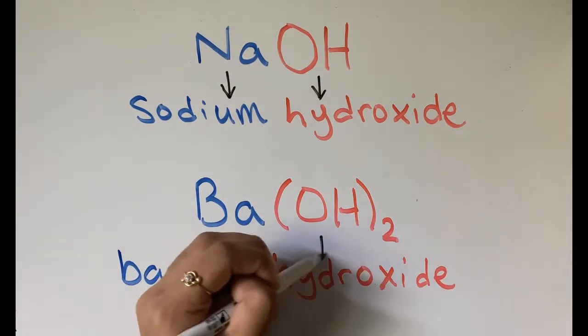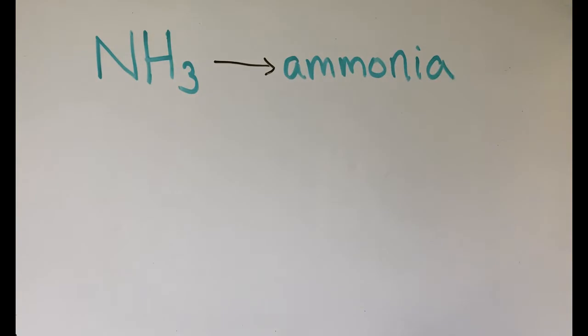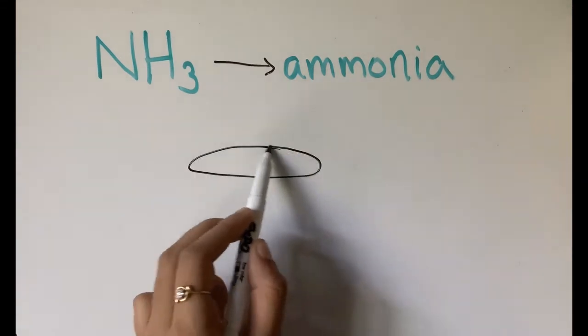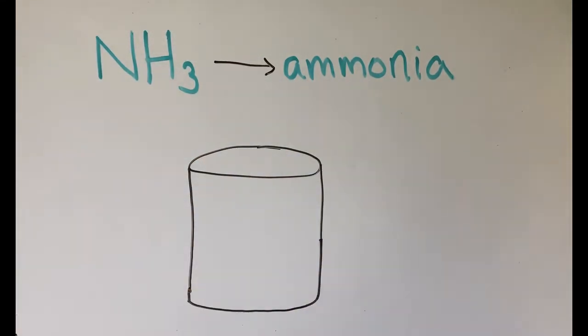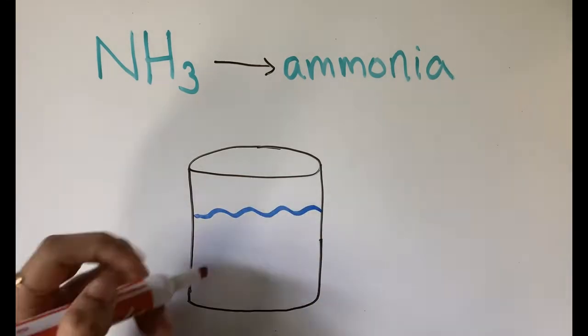Get it? Other bases are not as obvious, like NH3 or ammonia. You might think it's not a base, since it doesn't contain OH-. But remember that a base doesn't need to contain OH- ions. It only needs to make OH- ions when dissolved in water.